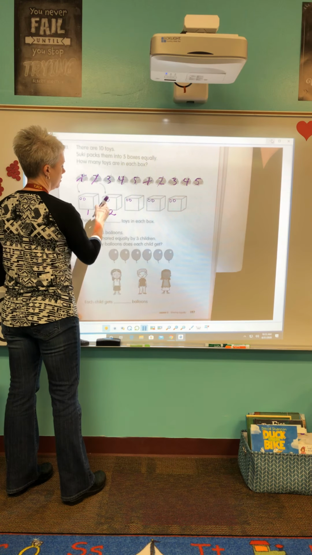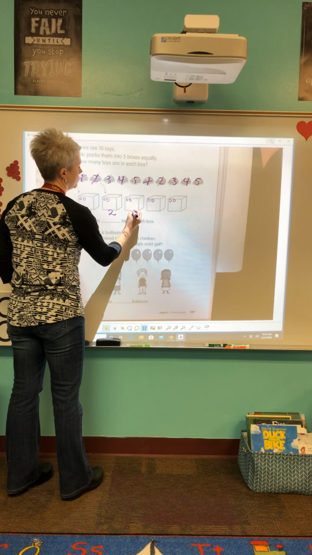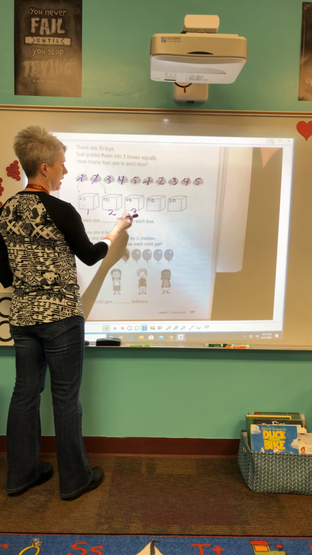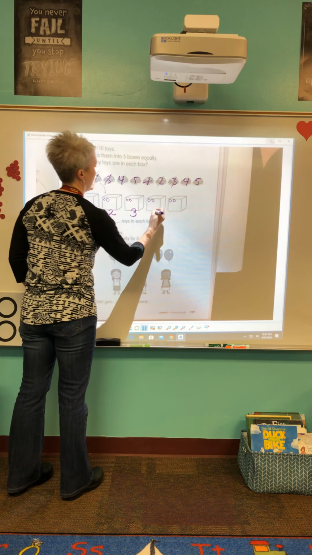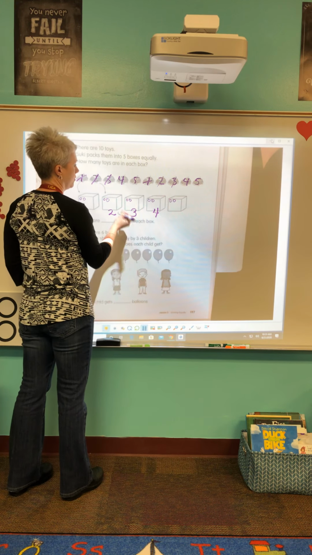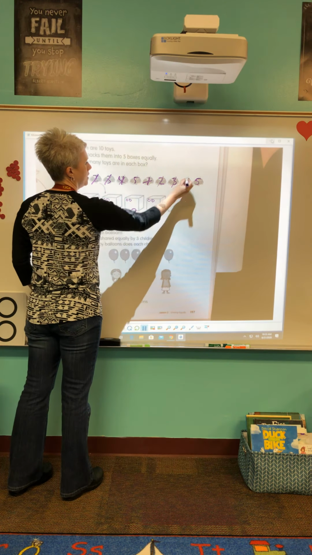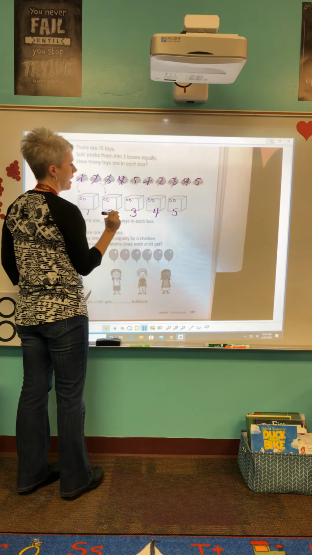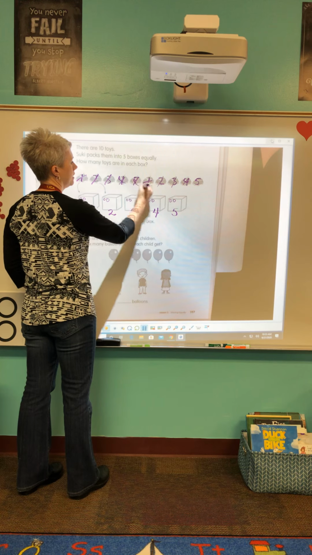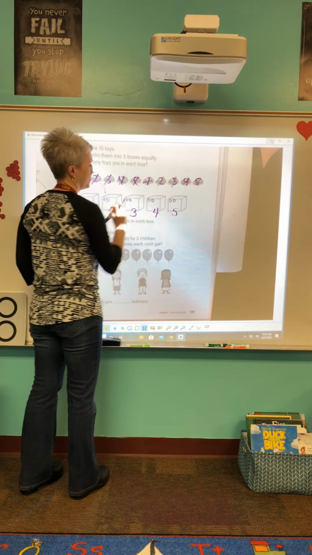1, 2. This is box 3. How many 3s do I have? 1, 2. This is box 4. How many 4s do I have? 1, 2. This is box 5. How many 5s do I have? 1, 2. Okay?